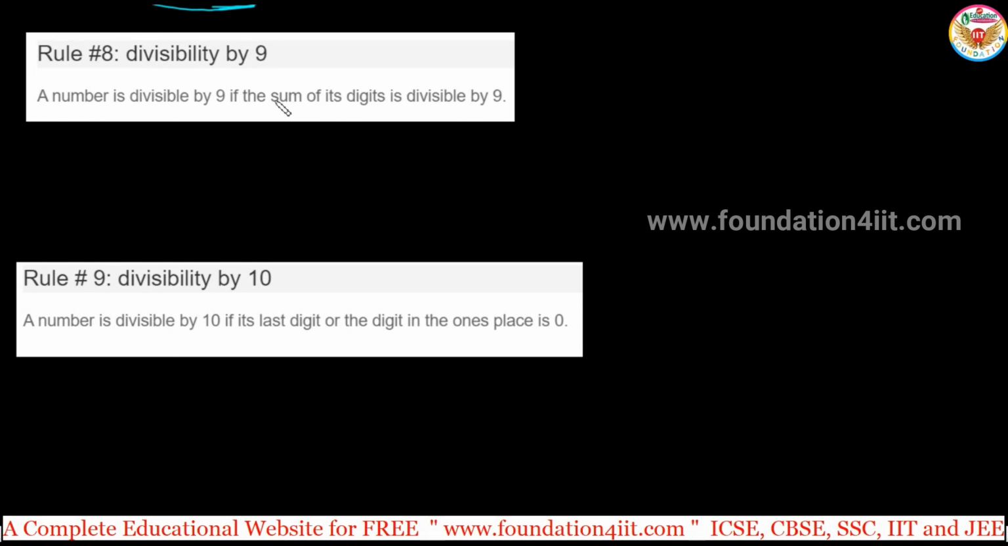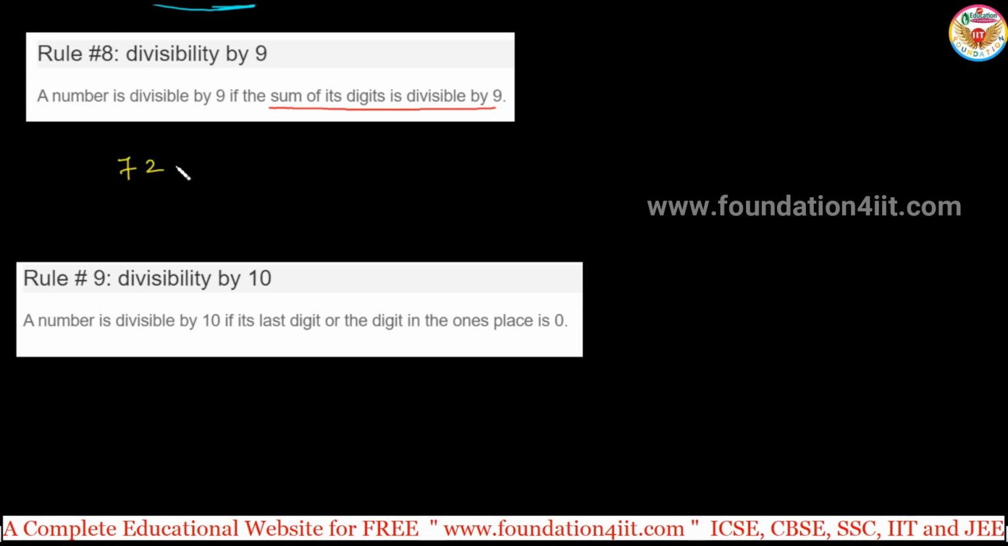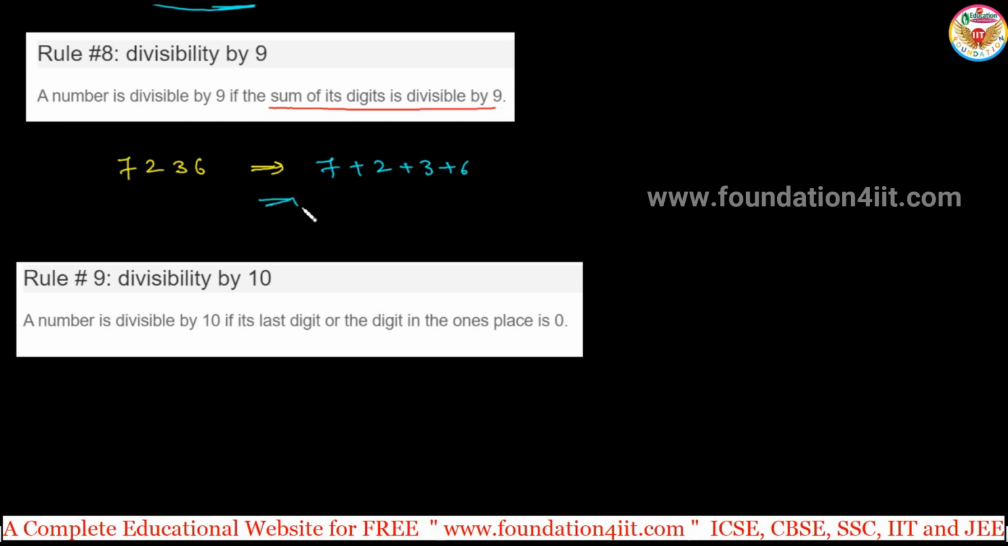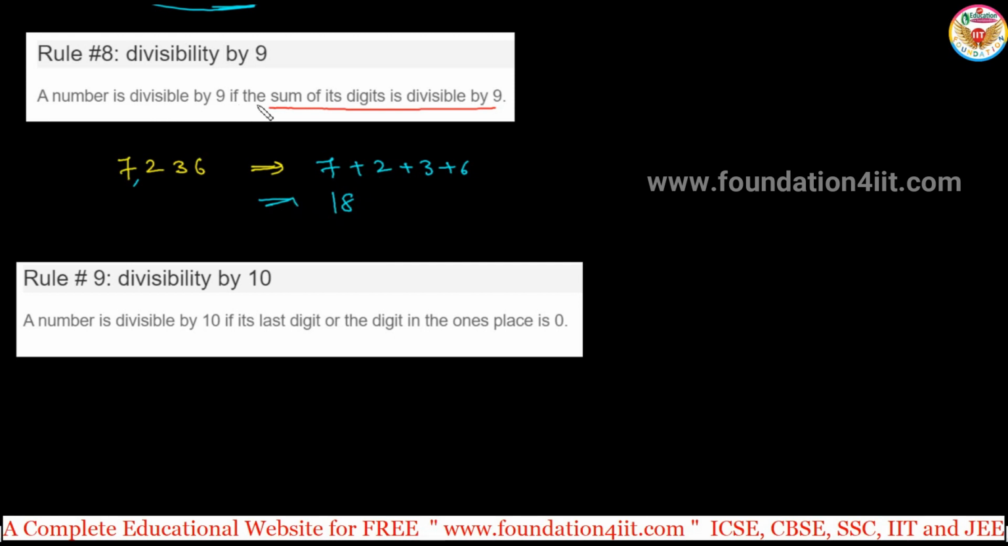The rule for 9 and the rule for 3 are the same, but in this case the sum of the digits must be divisible by 9. Let us take one example, 7236. To check whether this number is divisible by 9, 7 plus 2 plus 3 plus 6. 7 plus 2 is 9, plus 9, so 18. 18 is exactly divisible by 9. So 7236 is also divisible by 9. A number is divisible by 9 only if the sum of the digits is divisible by 9.